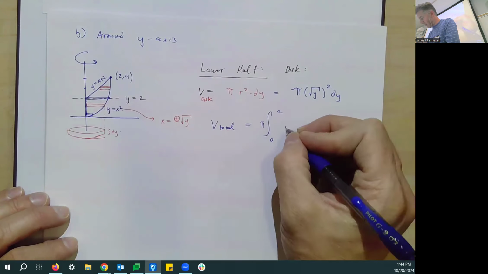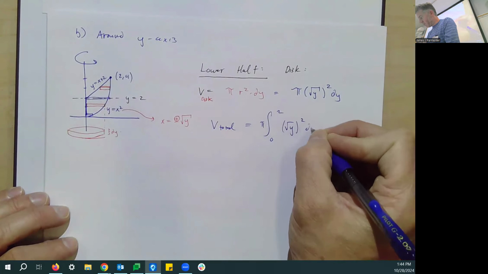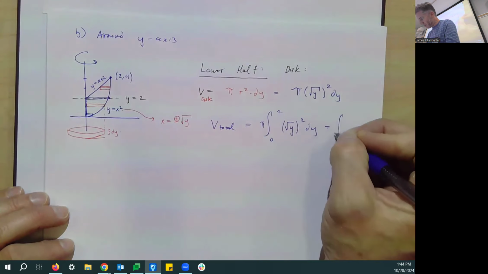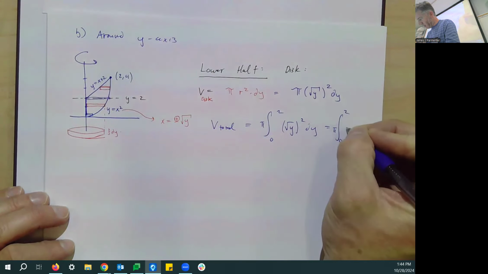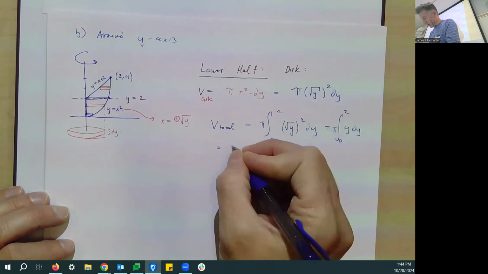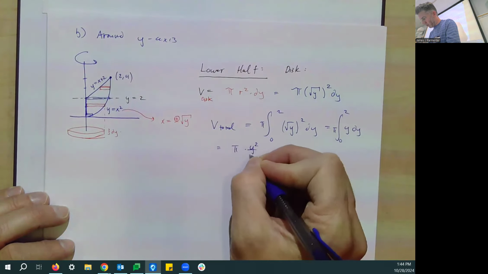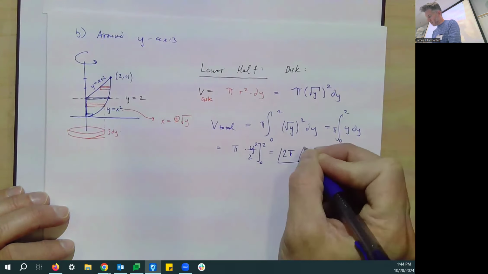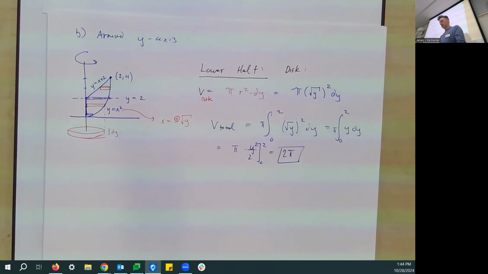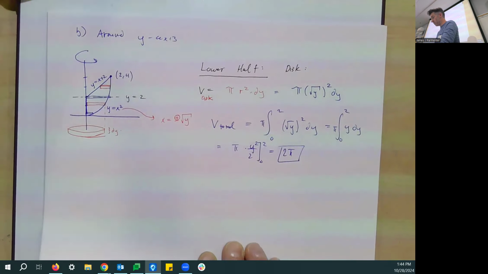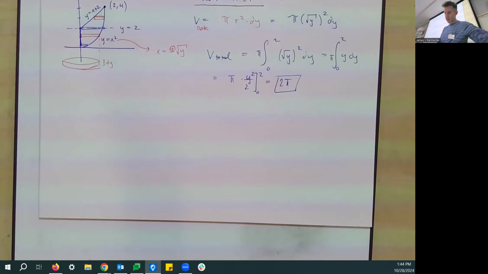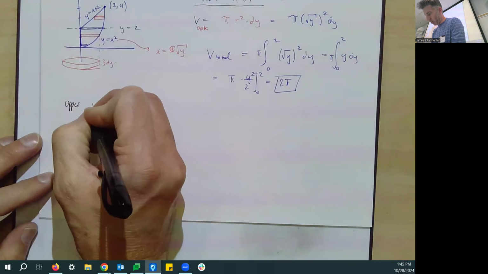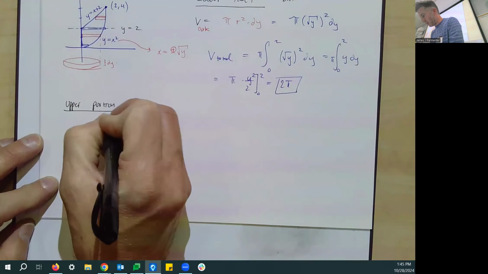Pi times the square root of y squared, which is pretty straightforward, right? This is a nice thing. You're just integrating y. So pi integral from 0 to 2 of y dy. You get pi times y squared over 2 from 0 to 2, and that's going to be pi times 2. So the lower portion is just fine. The upper portion is a little bit more work, but really not that much more work.